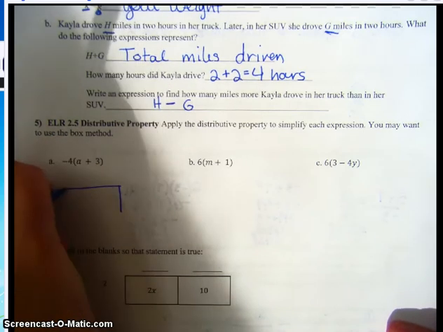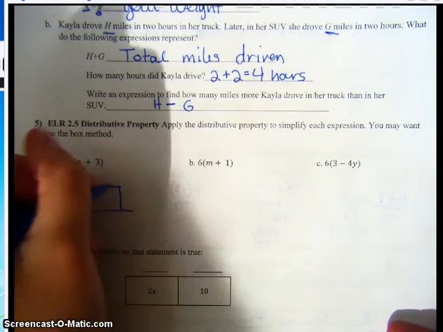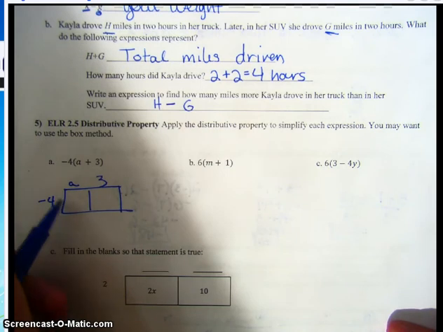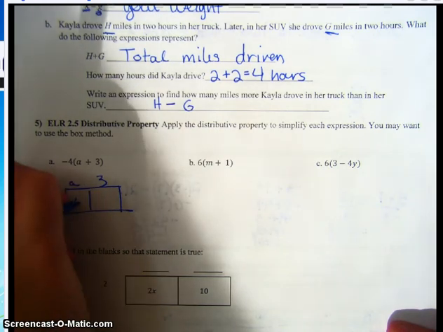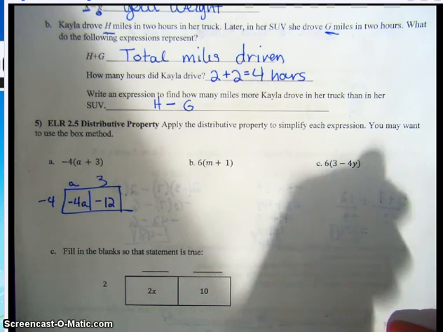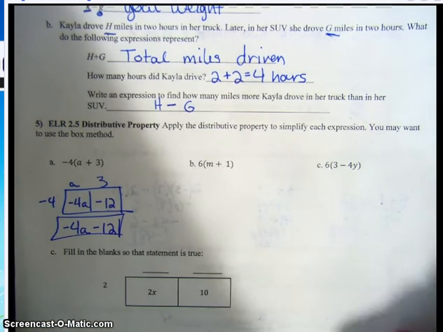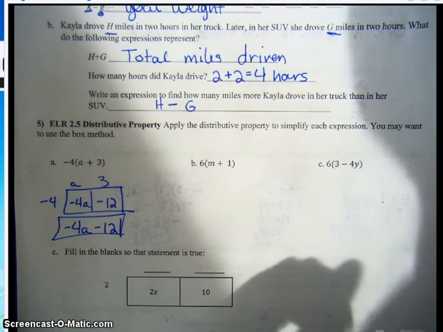ELR 2.5 is distributive property, and we're going to use the box method. So I'm going to draw my box here. -4 is my width. A is this part. 3 is this part. So then I'm looking at area. -4 times A gives me -4A. -4 times 3 gives me -12. So my expression is -4A minus 12. If you put -4A plus -12, it's the same thing. That's correct.